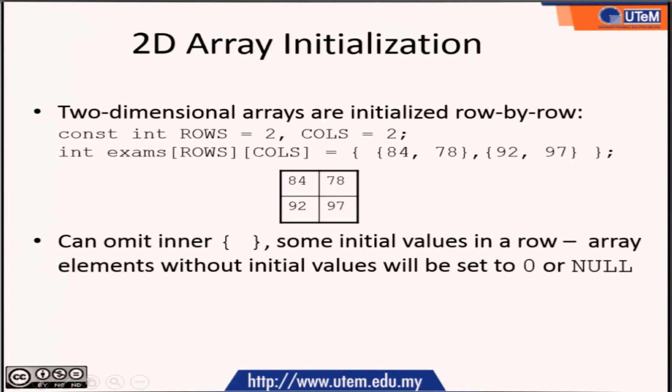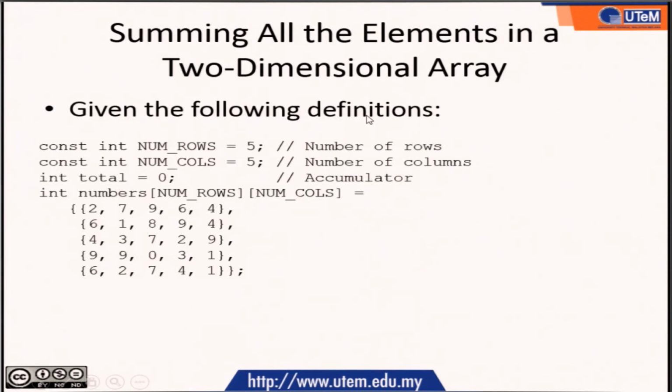Two-dimensional arrays are initialized with values row by row. For example, each of the columns can be set with values in braces separated by commas. Some initial values in a row can be omitted, and without an initial value, it will be set to 0 or null.